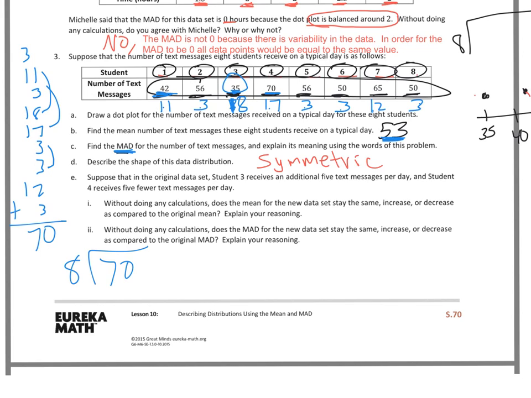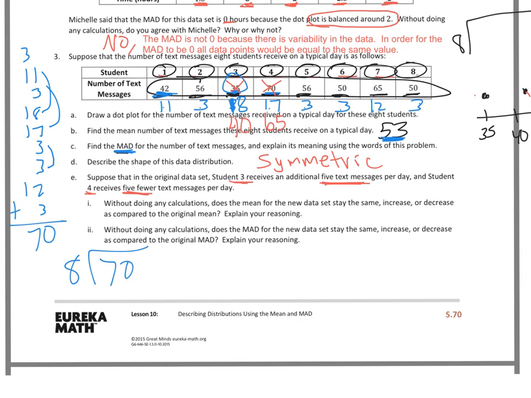And E says, suppose that in the original data set, student 3 receives an additional 5 text messages per day, and student 4 receives 4 fewer text messages per day. Without doing any calculation, does the mean for the new data set stay the same, increase or decrease, as compared to the original? Now the first thing I need to do is I'm going to go to student 3 and I'm going to add 5. So I take that 35 and that's going to go to 40 now. And then I'm going to student 4 and taking away 5 from theirs. So it's not 70, it's 65.